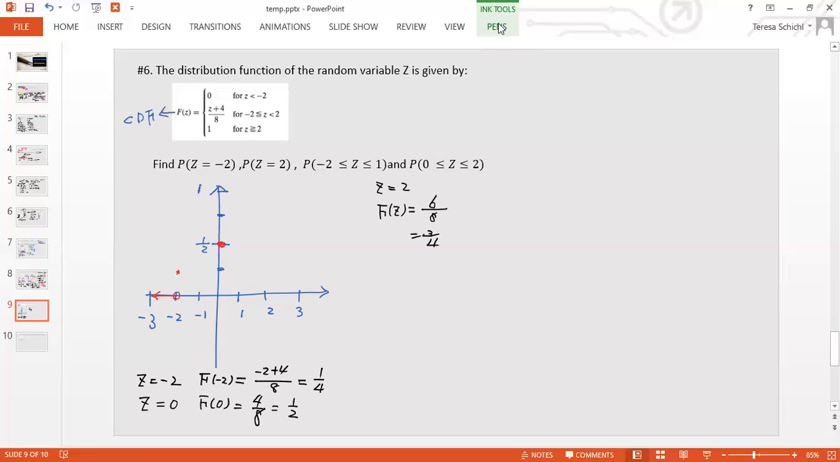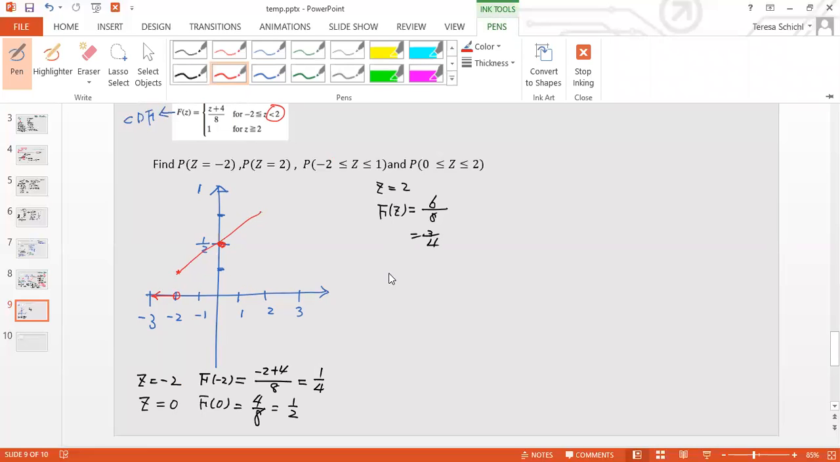Okay, so now, let's see here. So this is 3/4 here, right? So when you plot it, this is the F of z. Now I need to be careful here, because it's not equal, right? Here we don't have the equal sign, so I need to be careful. So this is 3/4. It's a circle. Okay, now let's take a look at the last one here.